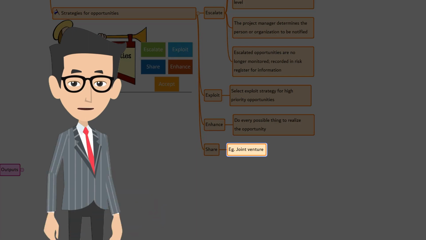Some of the other examples of sharing actions include forming a risk-sharing partnership, teams, special purpose companies, and joint ventures, which we discussed in this example.